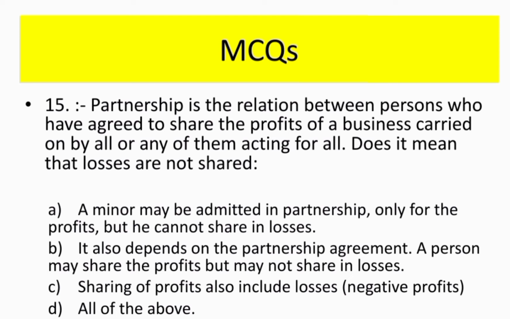Option B says it also depends on the partnership agreement. A person may share the profit but may not share in losses. Yes, that type of partner is also there, called the limited liability partners. Option C says sharing of profit also includes losses, that is the negative profit. And D, all of the above. The correct answer is option number D. A minor may be admitted in a partnership firm, but only for the profit. He cannot share the losses. It also depends upon the partnership agreement, and sharing of profit also includes the losses. So all options are correct, and the correct answer is option number D.